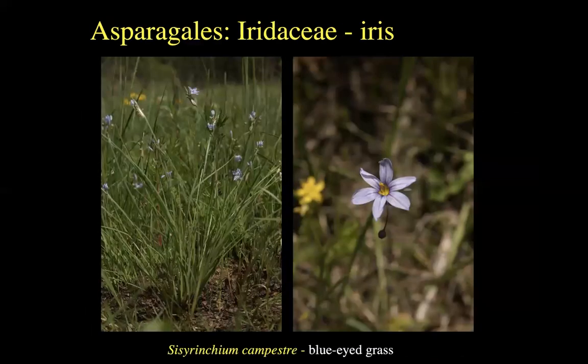Here's another local species in the iris family, Sisyrinchium campestre, the blue-eyed grass. So it doesn't have all that fun iris flower stuff, but it definitely has the equitant leaves.